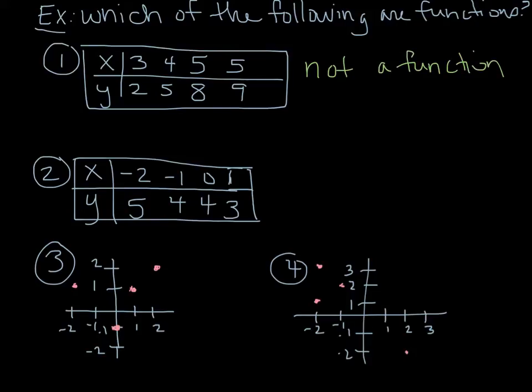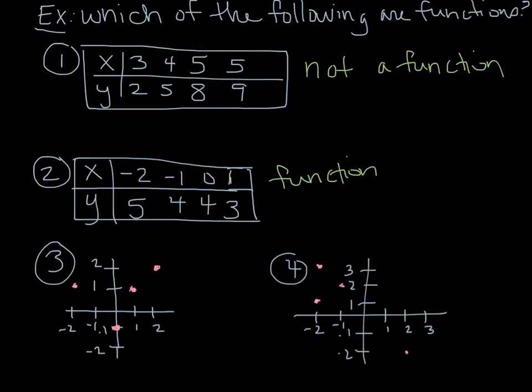For number 2, we have 4 possible x values: -2, -1, 0, and 1. When x is -2, we have 5, -1, we have 4, 0, we also have 4, but that's actually okay because even though we have the same y value for two different x's, each of those two x's has only one y value. For 1, we have 3, so actually this one is a function because every x value has only one corresponding y value with it.